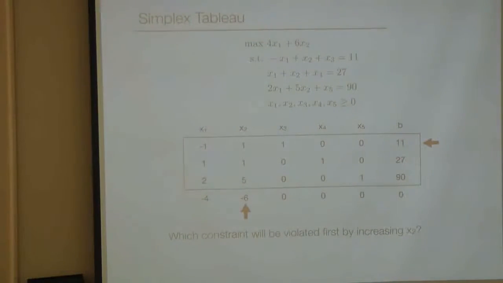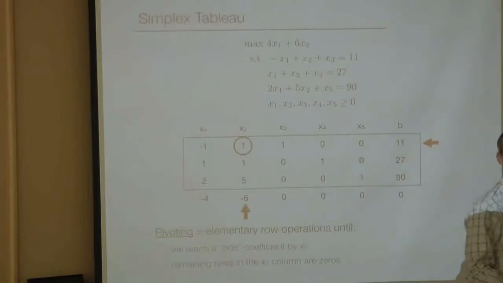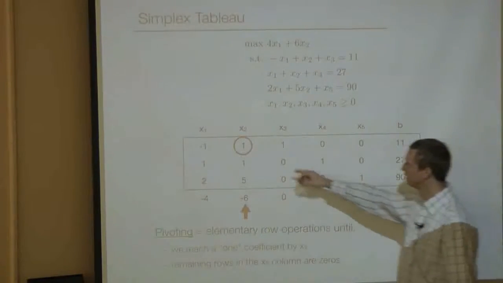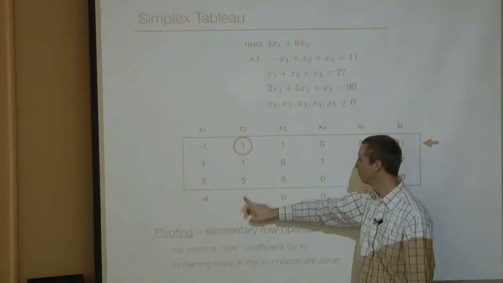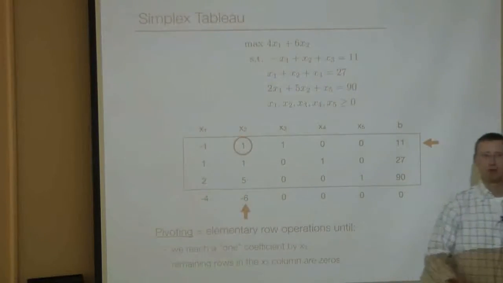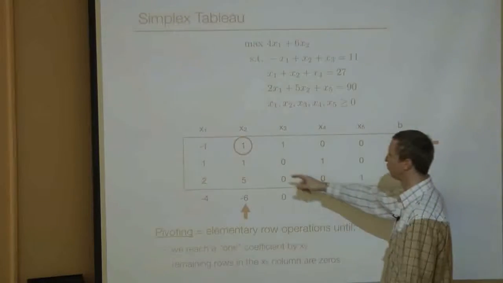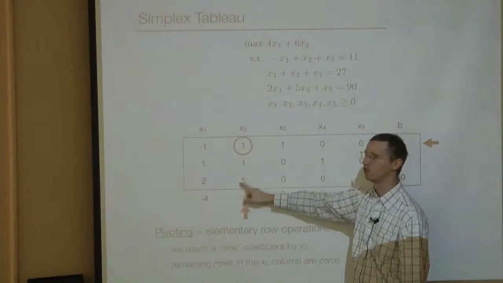Okay? And by these two arrows, we have now identified an important point. We have identified that we will make x2 a new basic variable. Now, what makes a variable basic? That it has 1 here, and in all remaining columns, it has just zeros. So the next step is we are using elementary row operations to achieve that this coefficient is 1, and here we have all zeros.